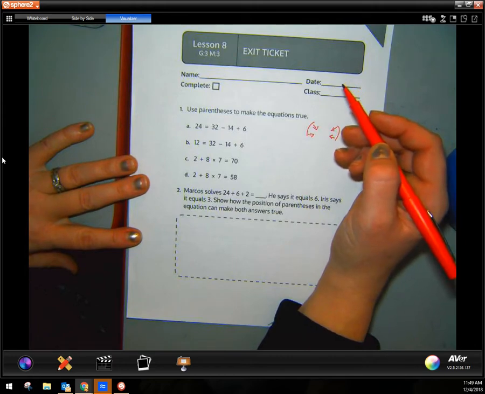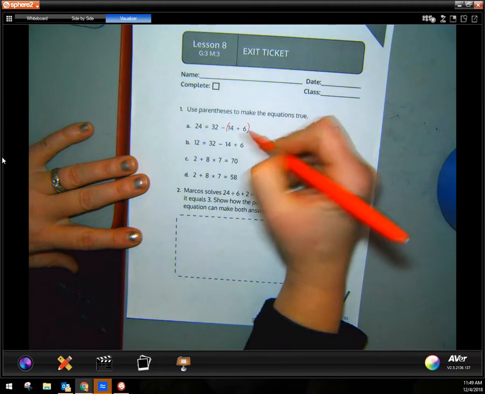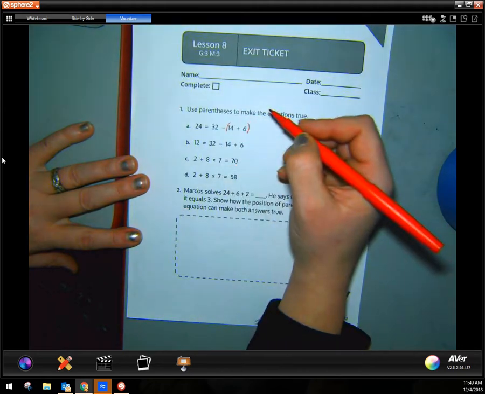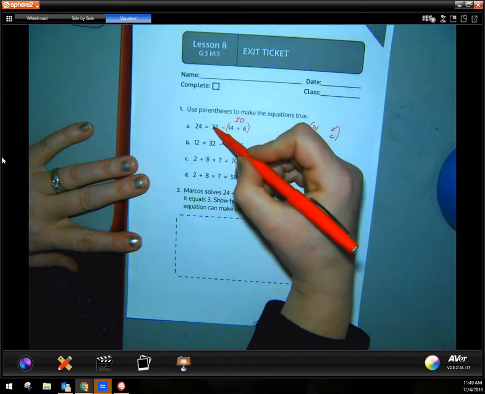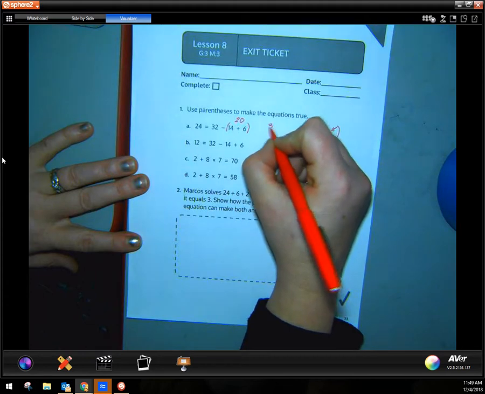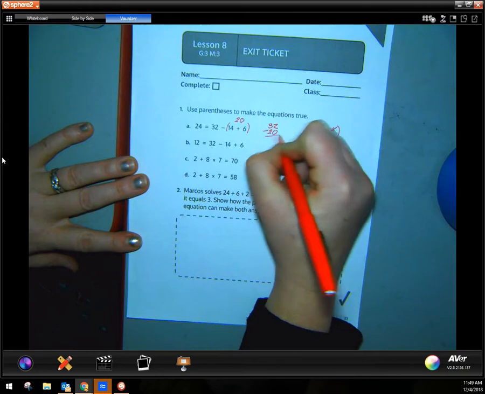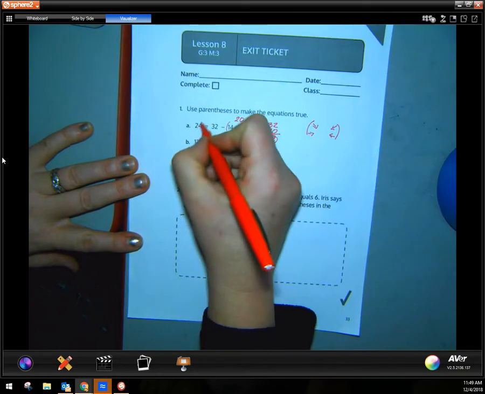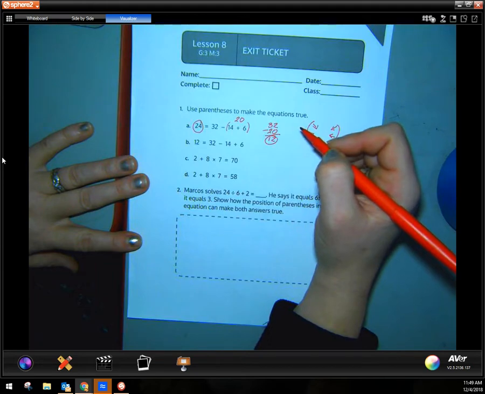So I'm going to try this one first. If I've got 14 plus 6, if I put the parentheses around it, that means I've got to add 14 and 6 together first. And I know that equals 20. Well, if I subtract 32 minus 12, or I'm sorry, 32 minus 20, I'm going to get 12. Is this the same as this? Nope. So the parentheses cannot be where I have them. I'm going to have to move them.